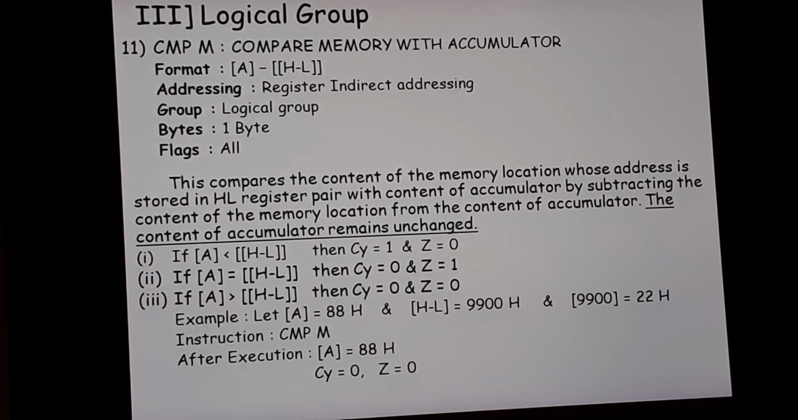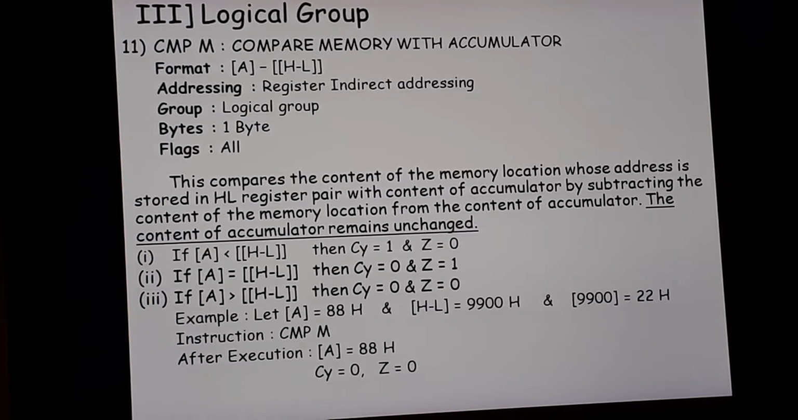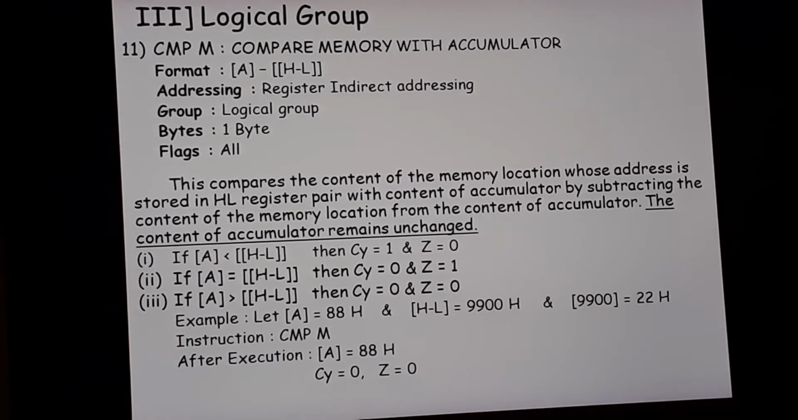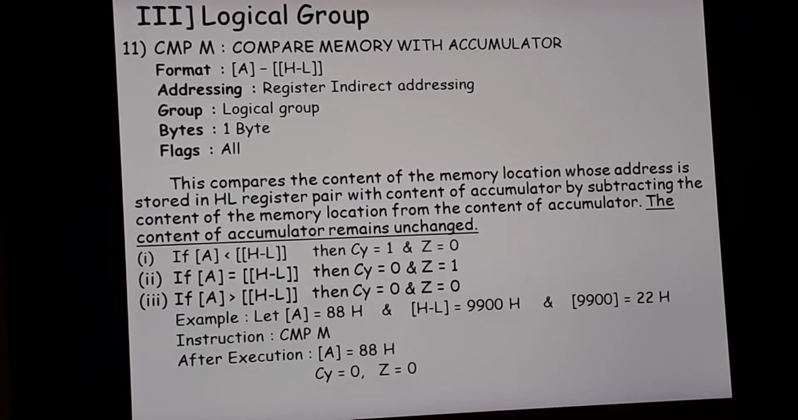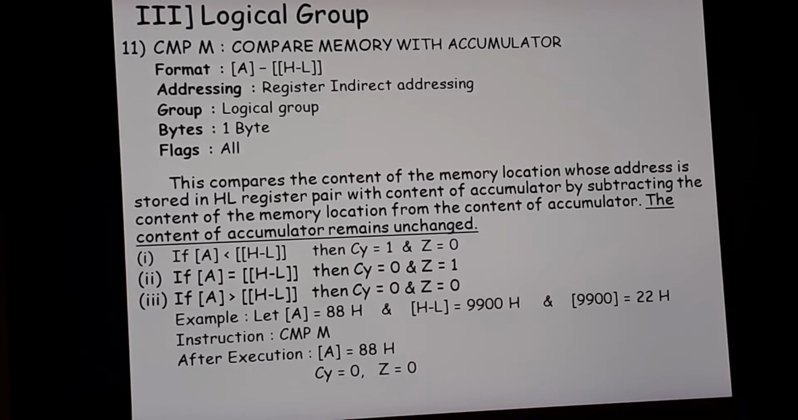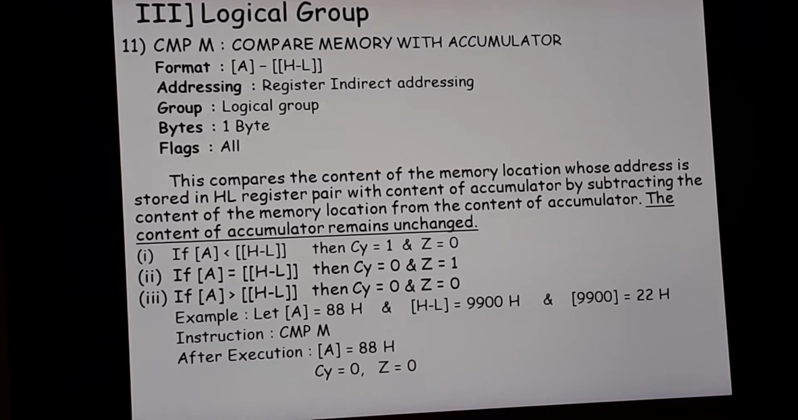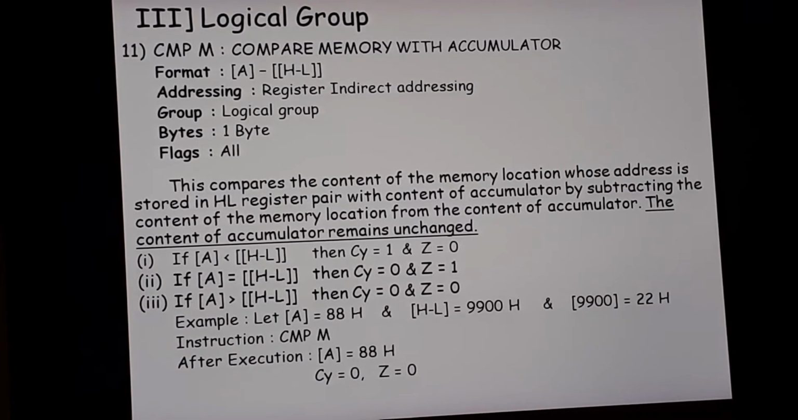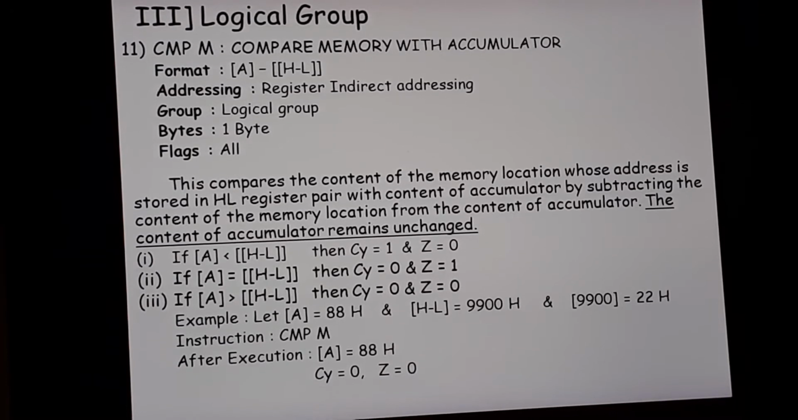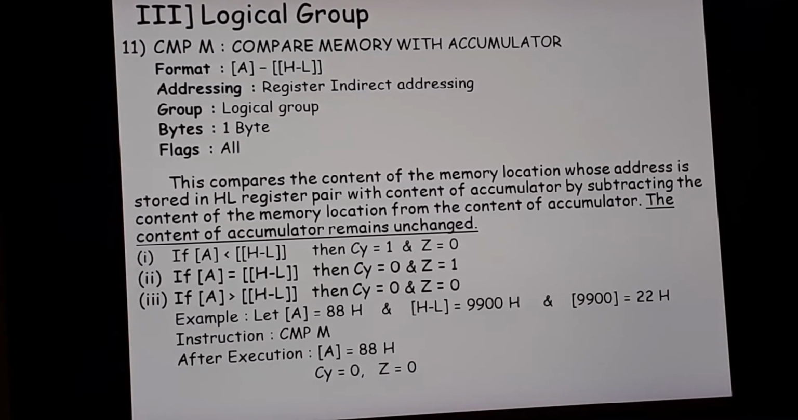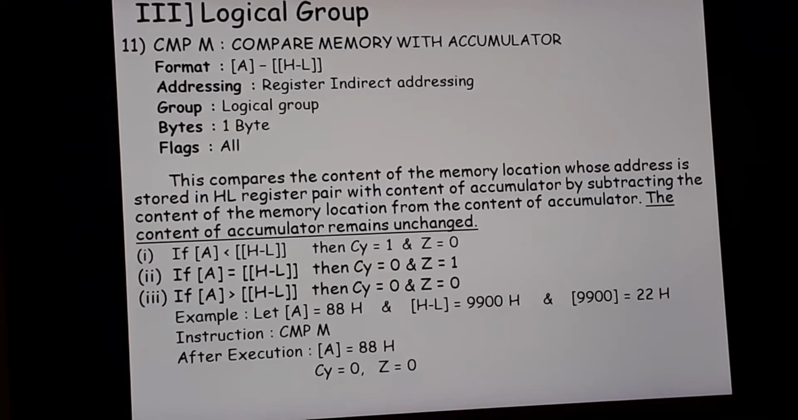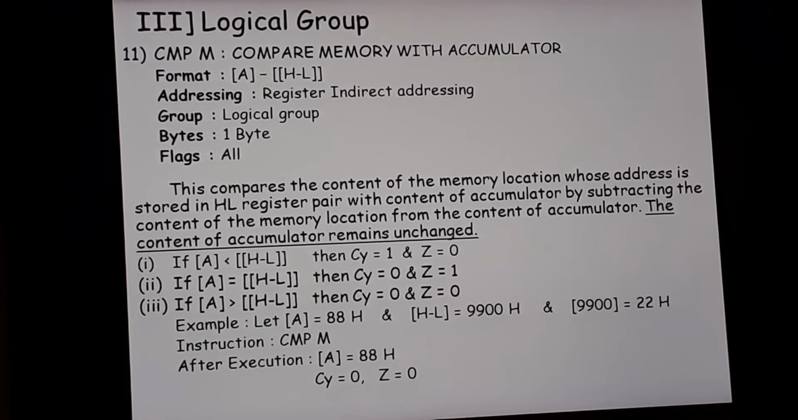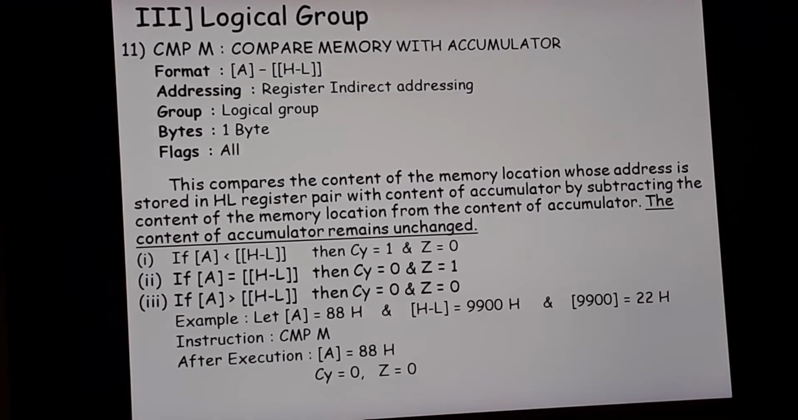Flags will be all. Then the explanation that you will be writing is: this compares the content of the memory location whose address is stored in the HL register pair with the content of the accumulator by subtracting the content of the memory location from the content of the accumulator. Then the content of the accumulator remains unchanged. This sentence I have underlined. Why? Because after execution you will write the accumulator content same as what you have taken before execution. So the rule is the same, only instead of writing R you will write HL.